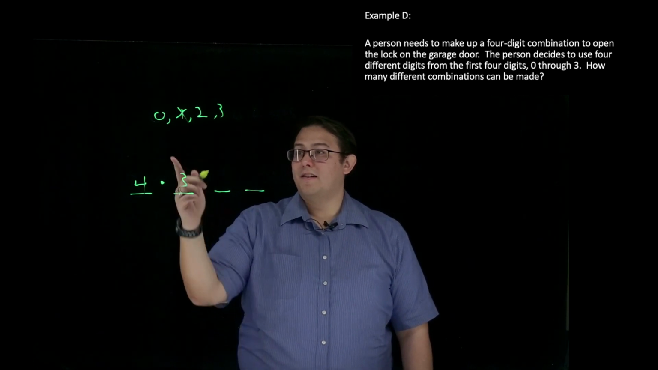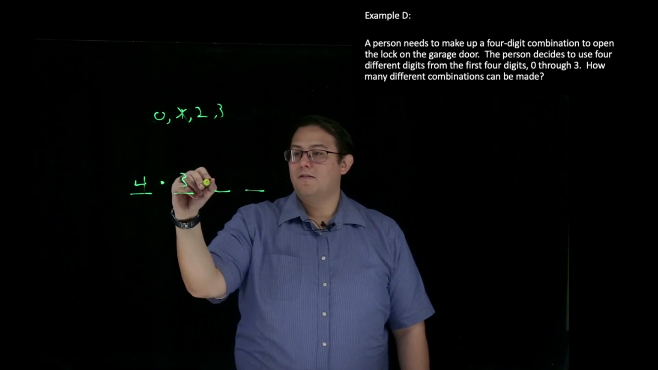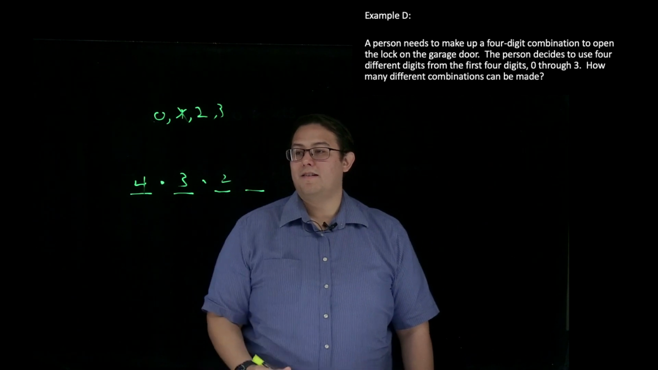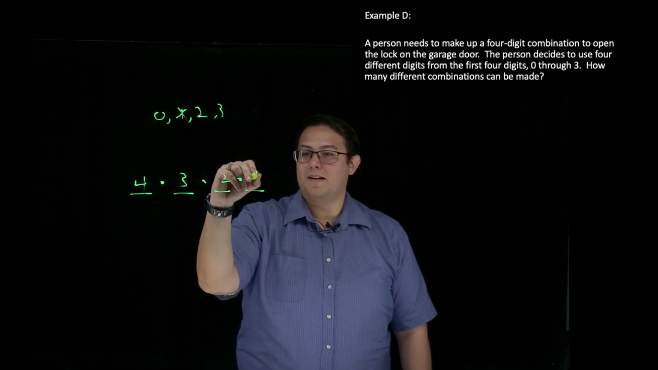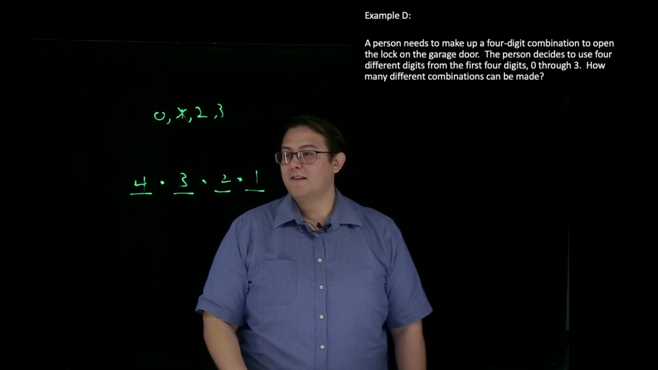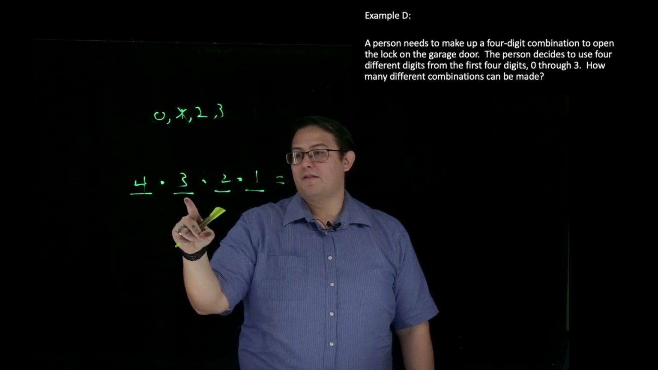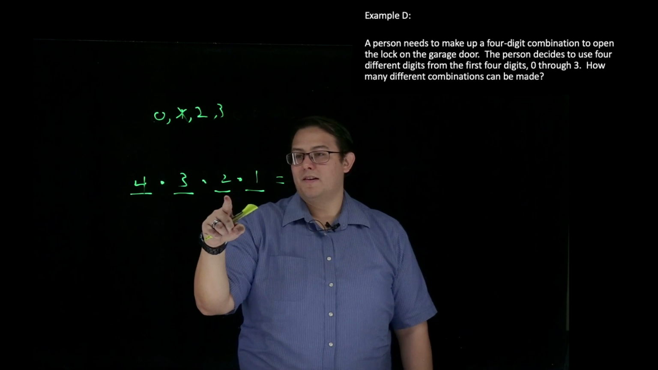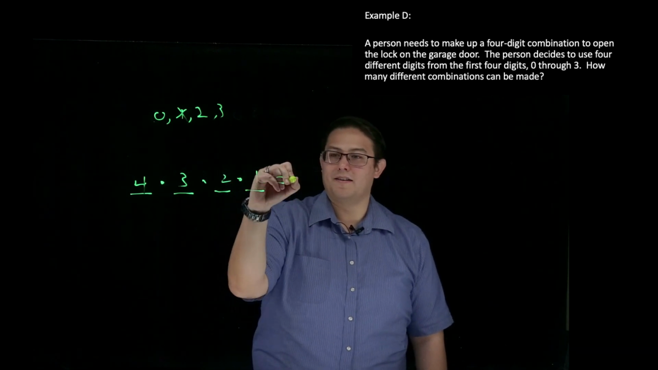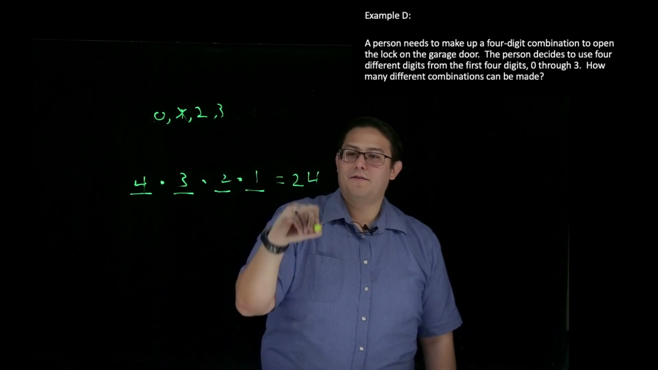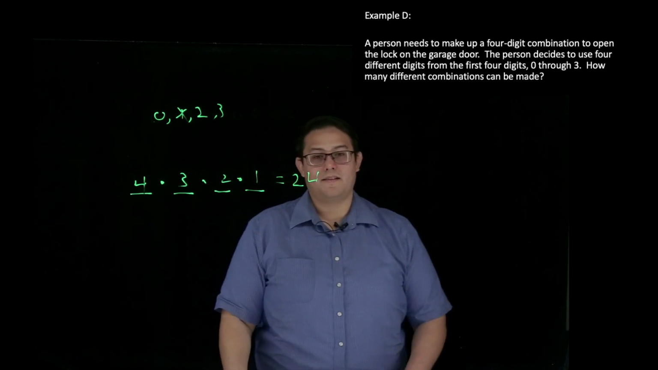And then since one of the digits got used up, now for the next one I only have 2 possibilities, and then 1 possibility right there. So if you multiply, 4 times 3 is 12, and 12 times 2 is 24, and 24 times 1 is 24. So there are 24 different possible combinations this person can pick.